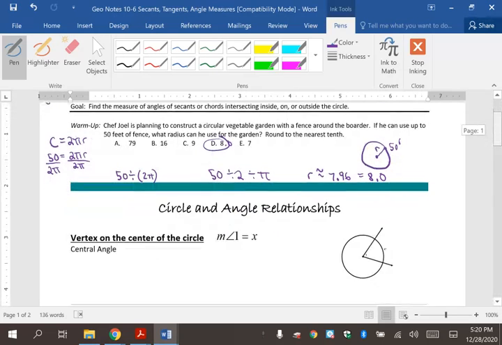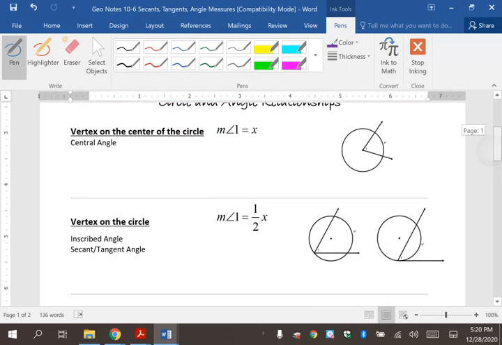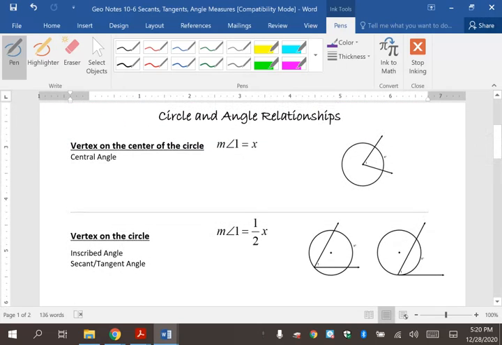Okay, so the 4 types of angles are: your vertex is on the center of the circle. That is called the central angle. I call that measure of angle 1. That's angle 1. Then when the vertex is on the circle, it's either an inscribed angle or a secant tangent angle. I call that angle 2. So make sure that on your notes that is called angle 2. The vertex is on the circle. We talked about that in section 10.4.